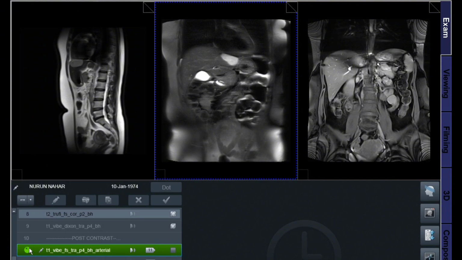It provides detailed anatomical and functional information without radiation exposure.